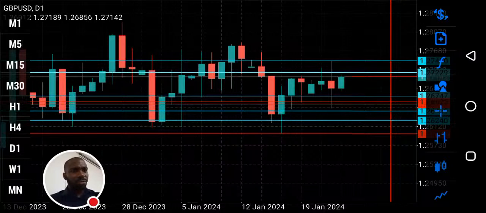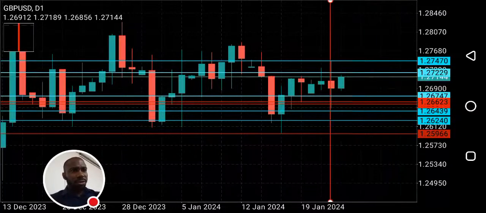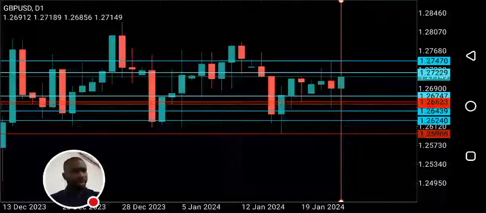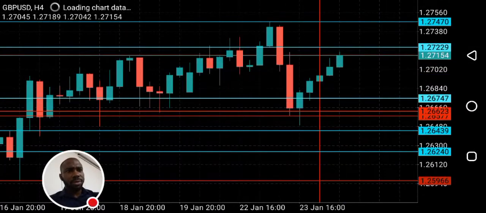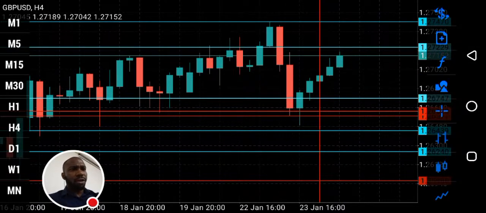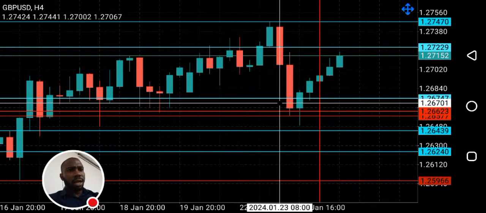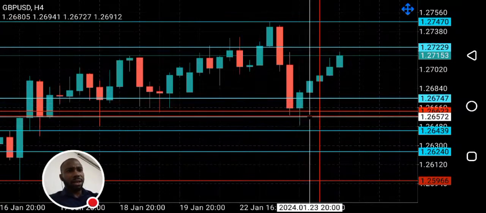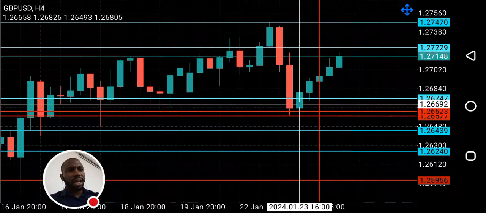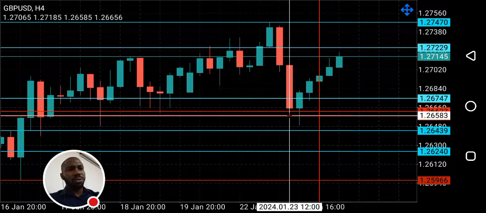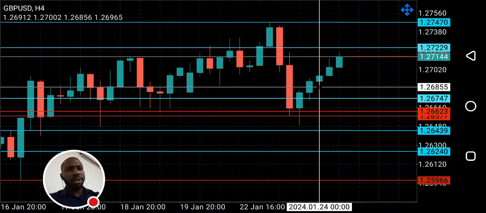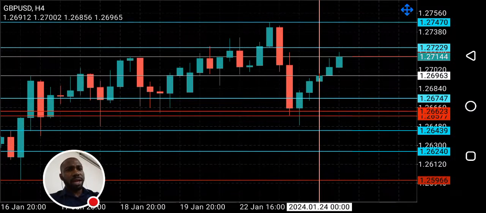So after the close of yesterday's candle, what do we have on the 4 hour? Let's go down to the 4 hour. We had a candlestick pattern that looks like a hammer, and you can see the next candlestick closed as a bullish candle. That's an indication that buyers are showing up strong in the market.